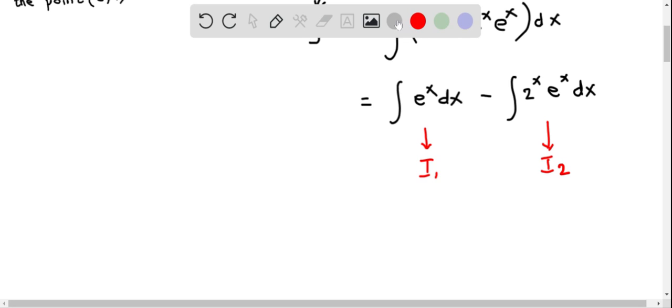So let's do the integration of the first integral. So maybe we call this equation as 1 because later on, once we have found the integral of I1 and I2, we will have to substitute into this equation.